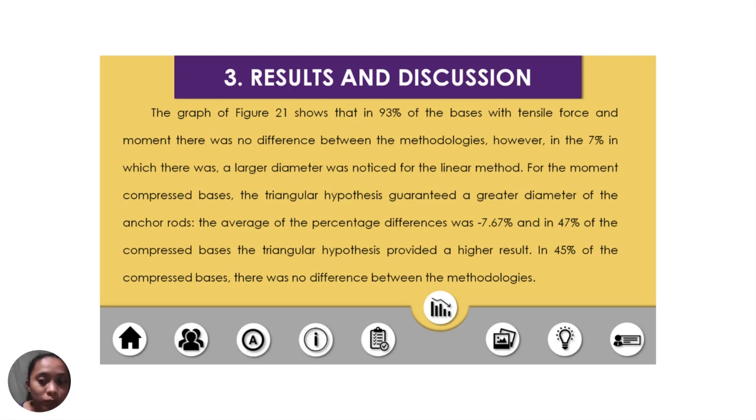The highest averages of the percentage differences between the hypotheses were 3.31% for the area, 5.79% for the thickness of the base plates, and negative 7.67% for the diameter of the anchor rods. The existence of the interval for which the triangular bearing pressure distribution is not appropriate, together with the low average percentage difference in the interval where the two hypotheses were compared, makes the hypothesis of uniform contact stress distribution the best approximation to be used in the design of steel column bases.